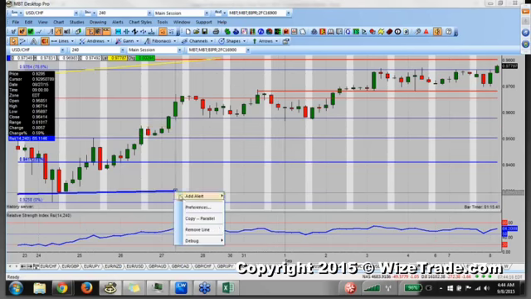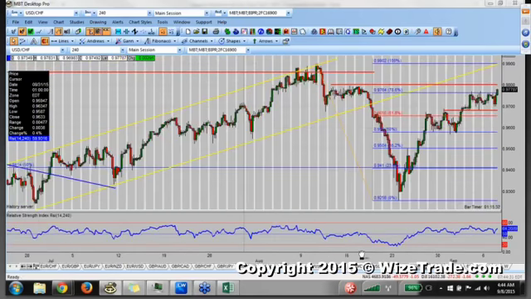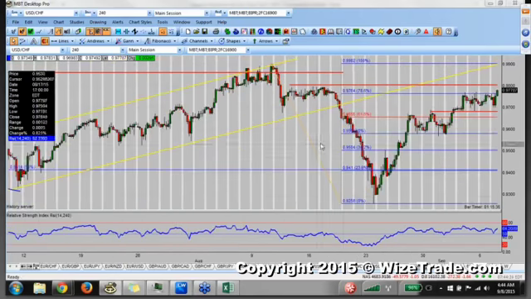Just removing some of these lines here. So currently, any dip to 96.80 is being pretty well supported. 98 cents is going to be resistance. So strong. Look at how we're just right up against our highs right now. So strong.